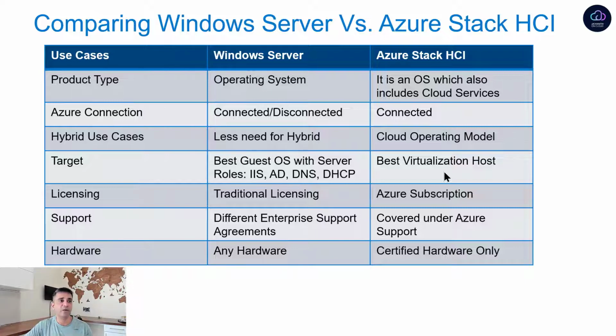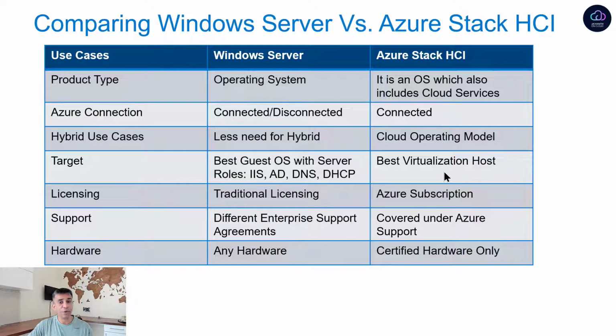That's what Microsoft recommends. If you look at the hybrid use cases, which means on-premises and public Azure, Windows Server is probably less sought after compared to the Azure Stack HCI, because Azure Stack HCI is an operating system which is delivered as an Azure service. So it comes with a tight integration with Azure. So it brings that cloud operating model that you associate with the public cloud to on-premises using Azure Stack HCI.